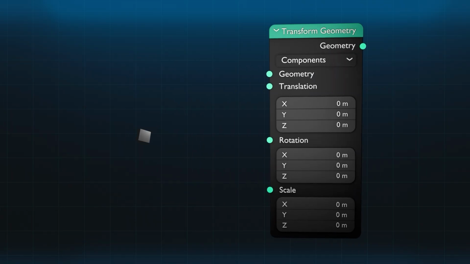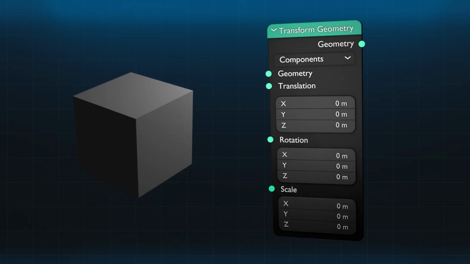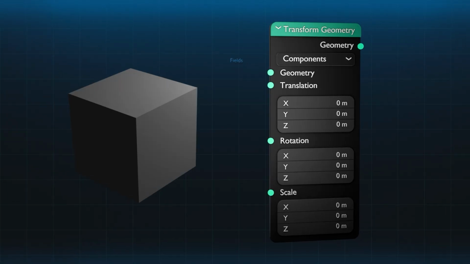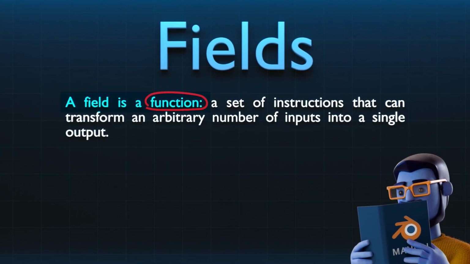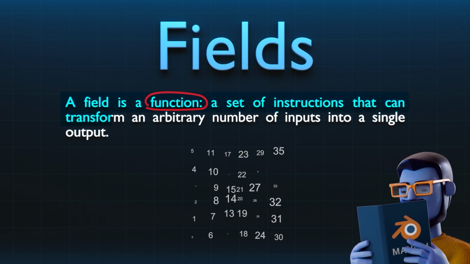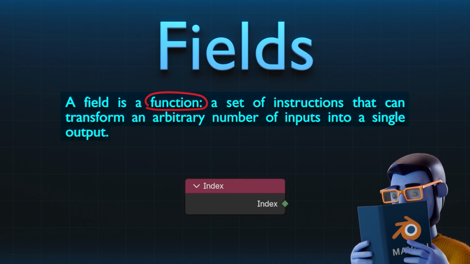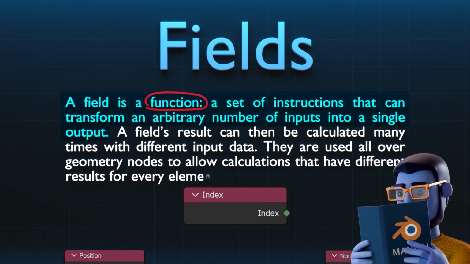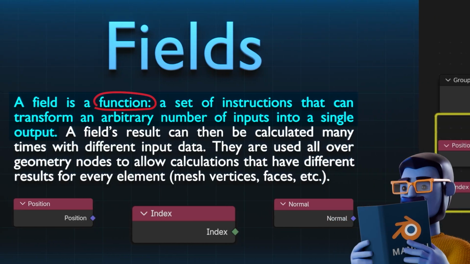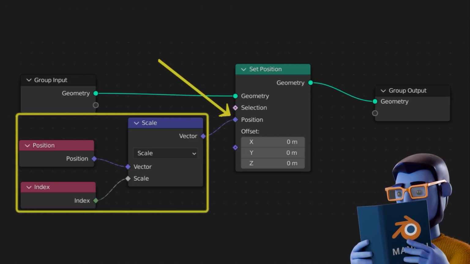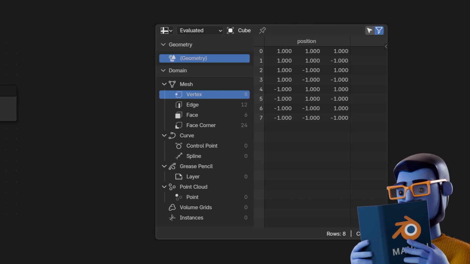On the other hand, the transform geometry lets you translate, rotate and scale, but it doesn't accept fields affecting your geometry as a whole. A field is a function, a set of instructions that can transform an arbitrary number of inputs into a single output. A field's result can then be calculated many times with different input data.